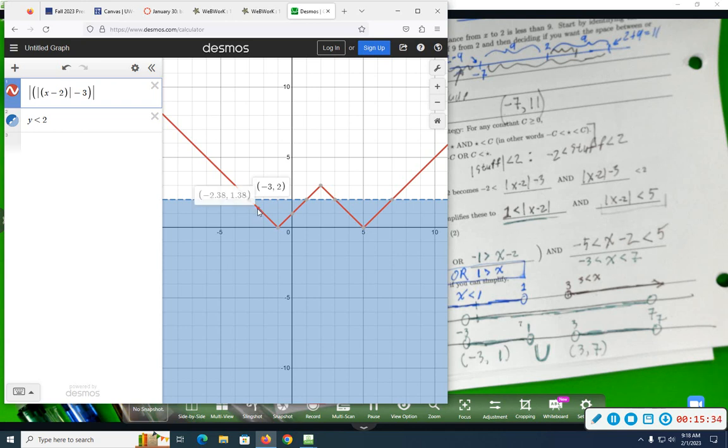Then it keeps being true for a while. Desmos is going to try to give us some helpful points, some of which we don't care about. It looks like it stops being true at x equals 1, which again agrees with what we found. That's encouraging. It starts being true again at 3, stops being true at 7. So I think this picture agrees with the answer we got.